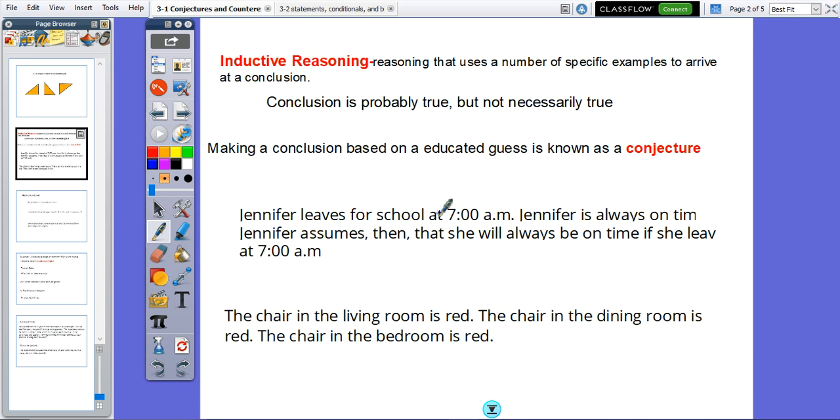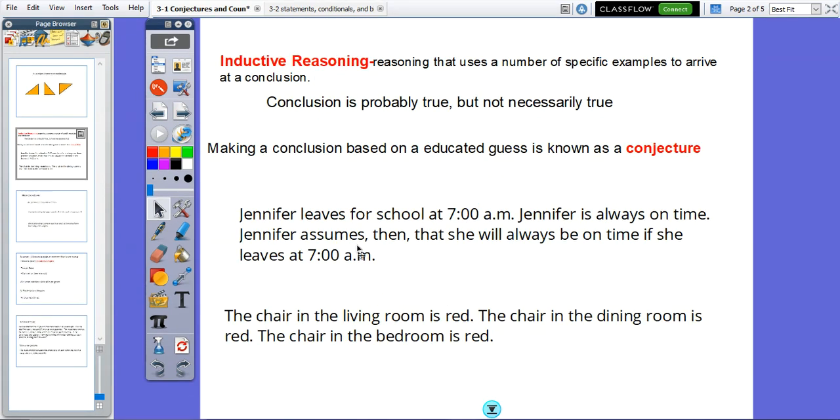For example, here, Jennifer leaves for school at 7 a.m. If Jennifer leaves at that time every single time, we can assume that she'll be at school on time if she leaves at 7 o'clock. Is that true? Maybe, but is it always true? No. There's things that can happen. She can run into traffic. A train can be in the road. She can be in an accident. There are different factors that can cause her not to be at school on time, leaving at 7 a.m. Again, we see a pattern, and we make an assumption.